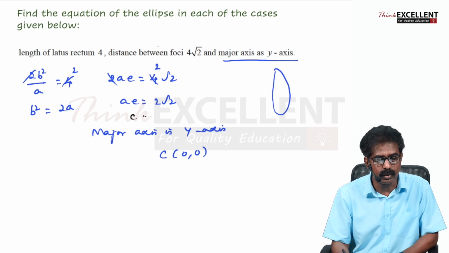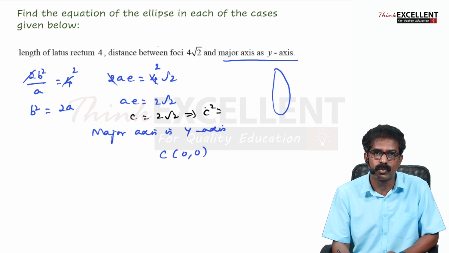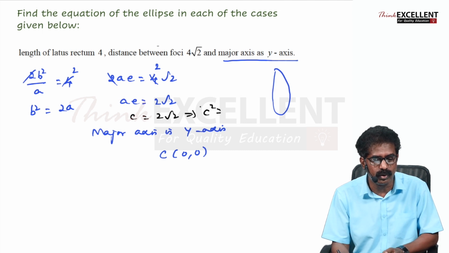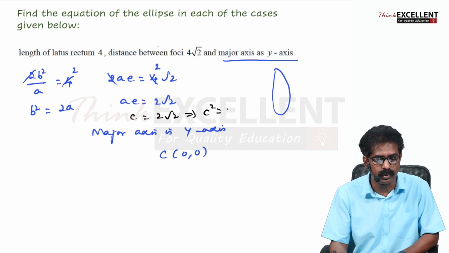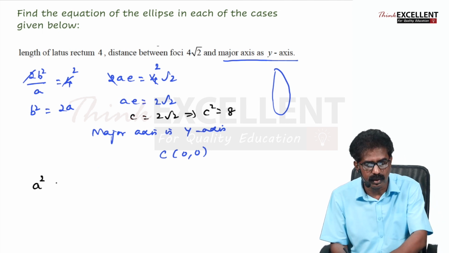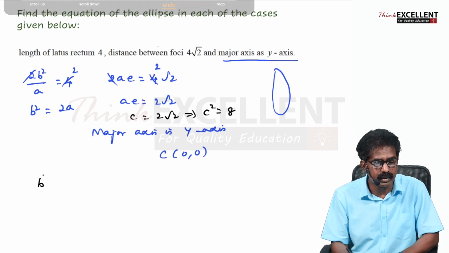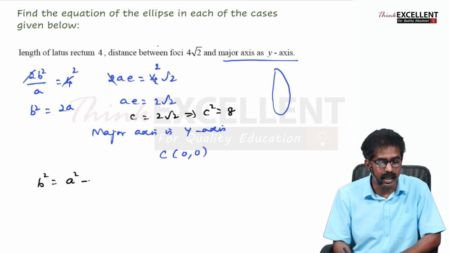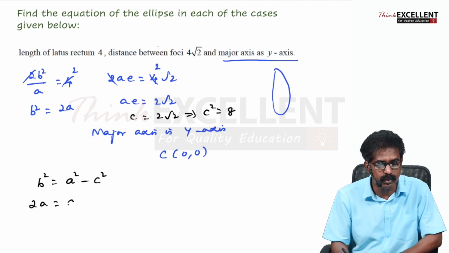So AE equal to 2 root 2. That means C equal to 2 root 2. C is 2 root 2 means C square, what is C square? You square it. 2 square 4, root 2 square 2. 4 into 2 it is 8. So there is a relation, B square is equal to A square minus C square. Substitute the known values. B square can be replaced by 2A equal to A square minus C square, which is 8, right? You got it. So take everything to the right side.